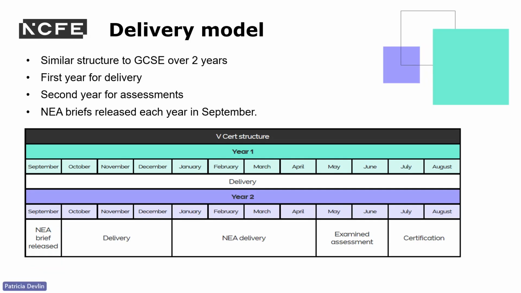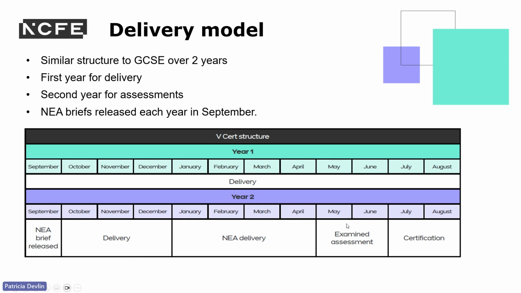So here's a visual of the structure of the new VCERTs, and this is what was covered in more depth in part 1 of the Prep to Teach. Basically, you can see those key points of the year. Year 1 is all that content delivery. Year 2 is when the NEA brief will be released, so September the 1st. However, you've still got this time for delivery. So if you haven't finished delivering the units, then you've still got time anyway here. But you can deliver the brief from any time from then onwards.